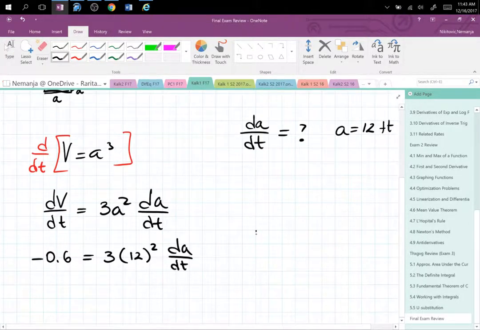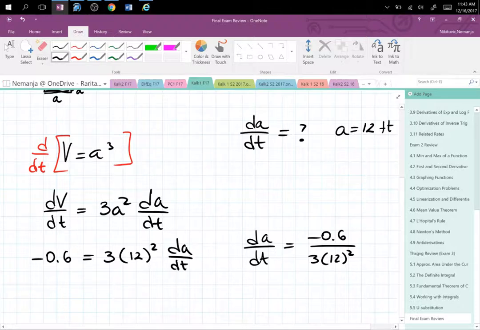And without me going and figuring out decimals and whatever, dA/dt is going to be negative 0.6 divided by 3 times 12 squared. And whatever your calculation works out to be for this, it's going to be feet per minute.